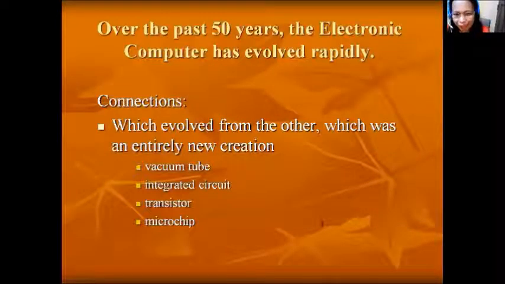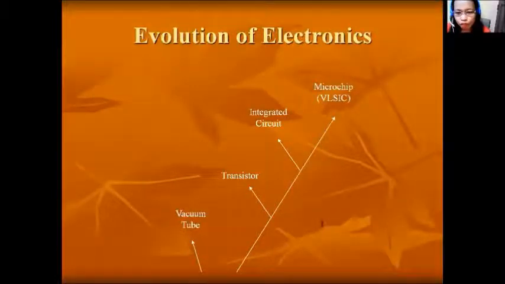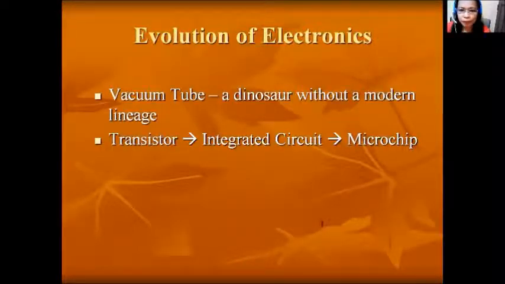Over the past 50 years, the electronic computer has evolved rapidly. Connections, which evolved from the others, which was an entirely new creation. The vacuum tube, the IC, the transistor, and the microchip. So evolution of electronics from vacuum tube into transistor, into IC, into microchip. So the vacuum tube is a dinosaur without a modern lineage. A dinosaur because it's too big. Transistor, integrated circuit, microchip.